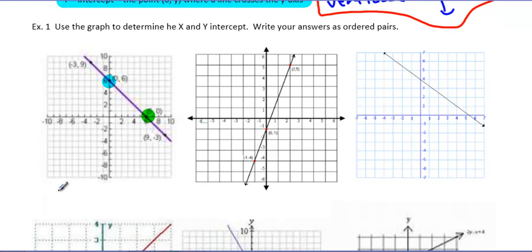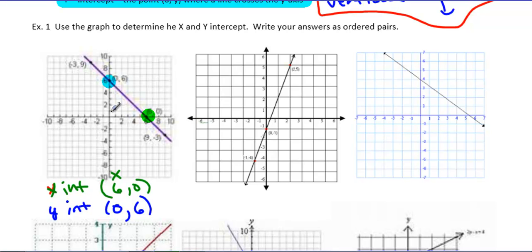My x-intercept is the point (6, 0). Notice it has an x value of a number and the y value will be 0 all the time. My y-intercept then has an x value of 0, and the y in this particular case is 6. So let's take a look at another example.